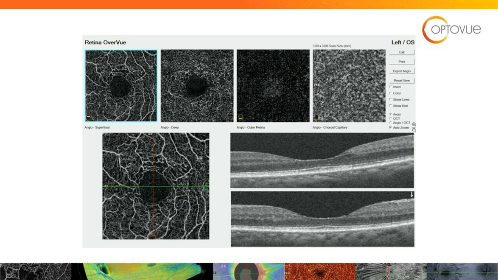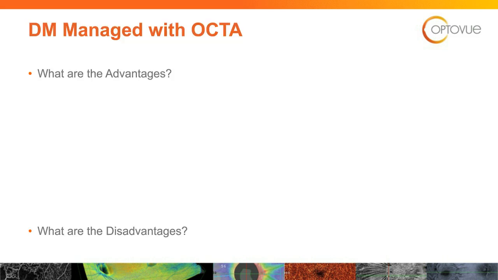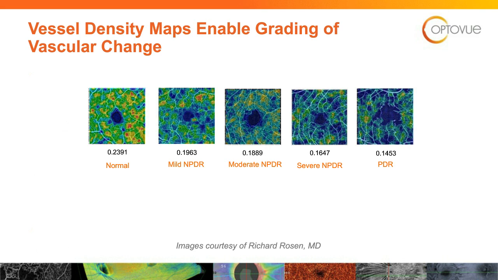This is something we've started doing for almost all of our diabetics. When we have a diabetic come in, we get an OCT angiogram to see what that capillary network looks like in these patients. So we've gone through all of the advantages already. This leads us right into analytics.